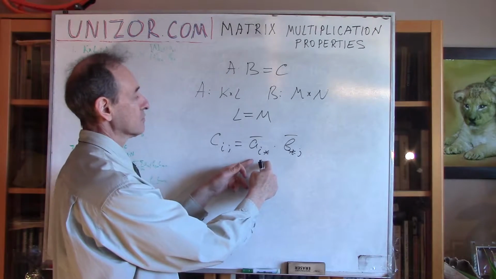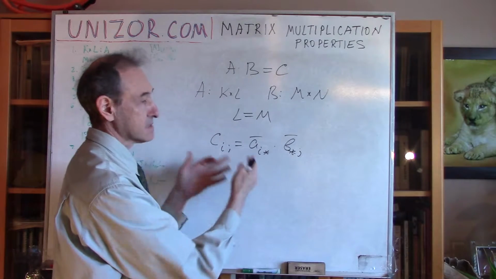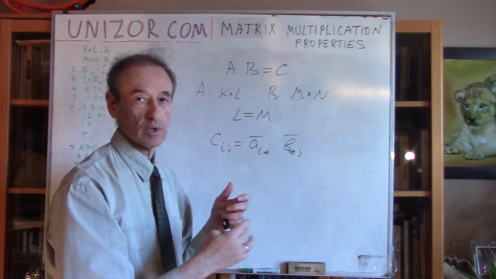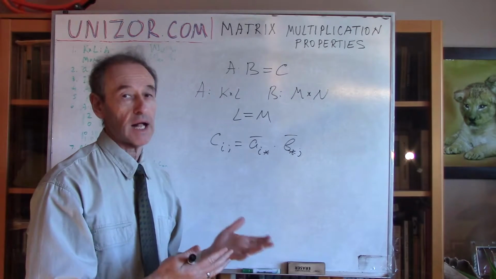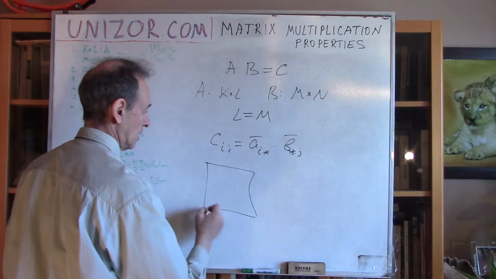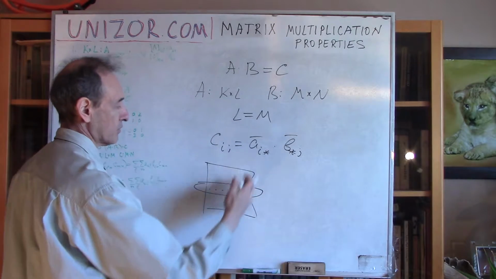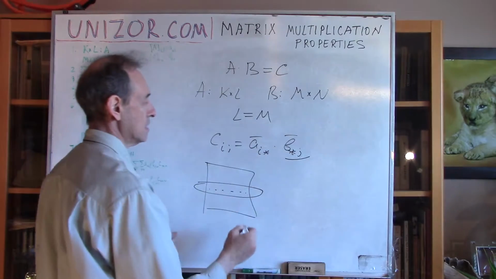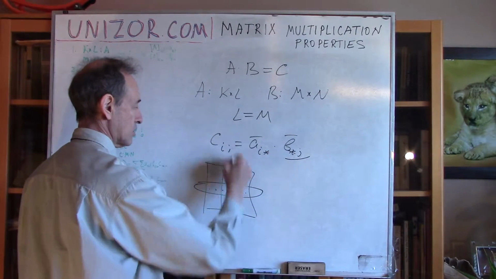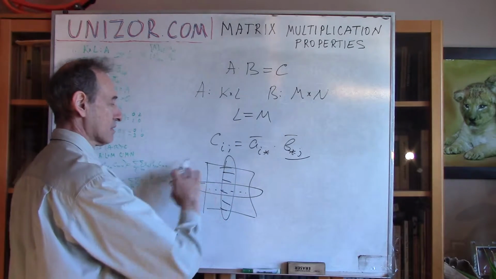Now, what's the dimension of the row vector A? That's the number of elements in one row, which is the number of columns in the whole table, right? If this is the table, this is the row, the number of elements in the row is the number of columns. Now this is a column vector, which is this one, right?